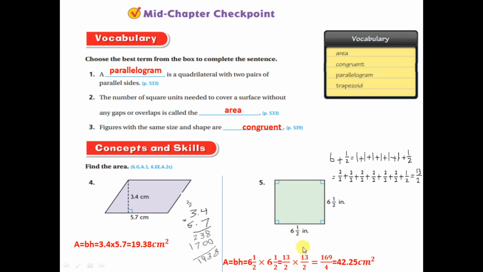Now every length is 13 over 2. So 13 over 2 times 13 over 2. Now how do we multiply? Numerator with numerator, denominator with denominator. So 2 times 2 will be 4 and 13 times 13 will be 169. And we have another issue here. This number is way bigger than 4. So we have to divide it by 4 to give the final answer of the area.